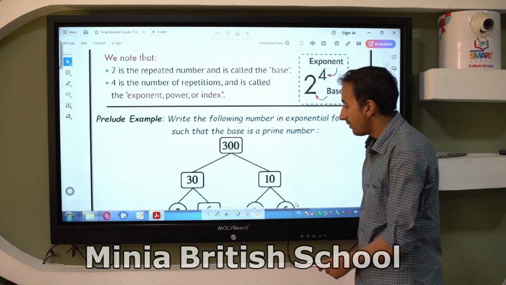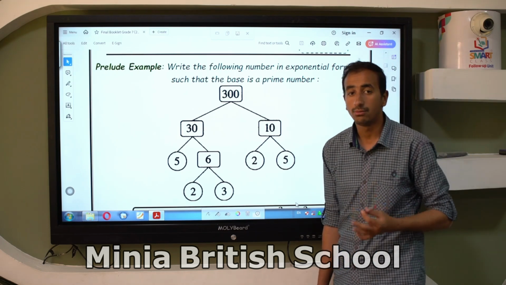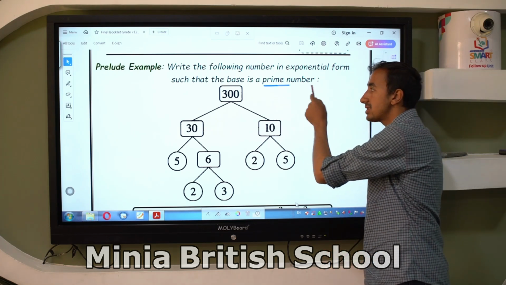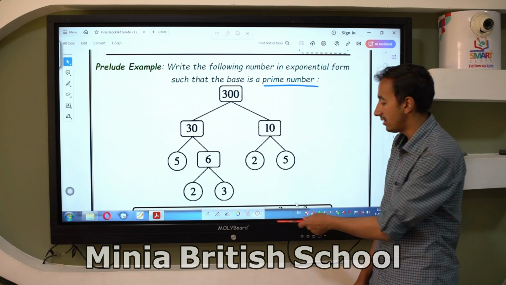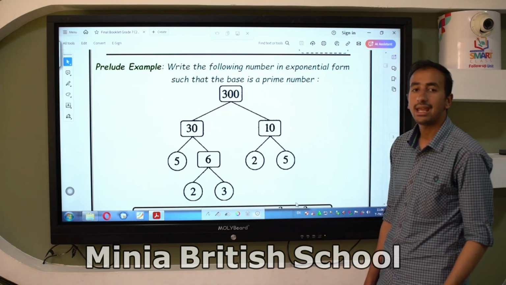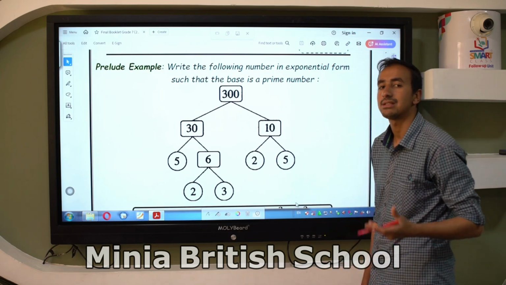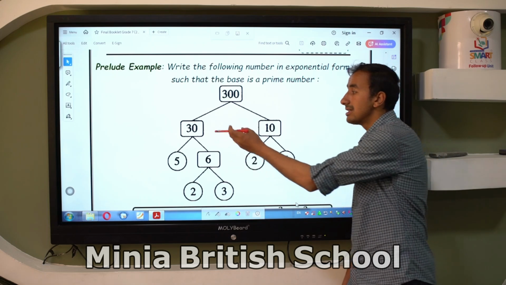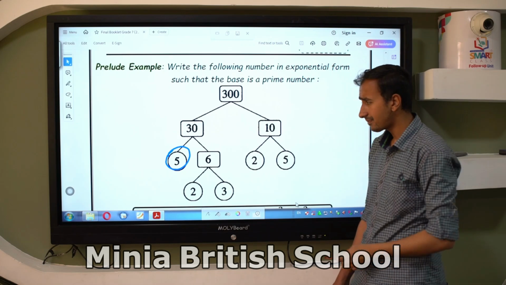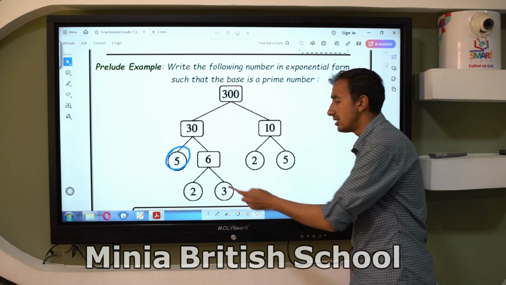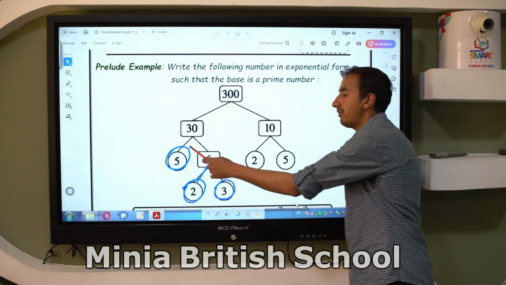Now, how can we decompose a number using prime numbers and write it in exponential form? For example, 300. I can decompose it into 30 times 10, but 30 and 10 are not prime numbers, so I can decompose further. 30 is 5 times 6. 5 is prime, make a circle on it. But 6 I can decompose into 2 times 3. 2 and 3 are prime numbers. So I have 5 times 2 times 3.